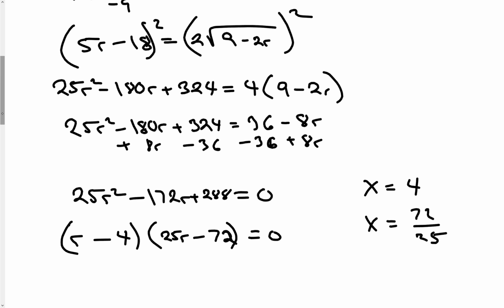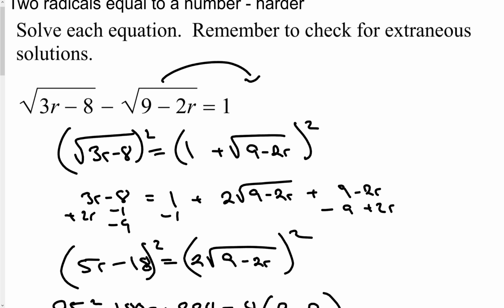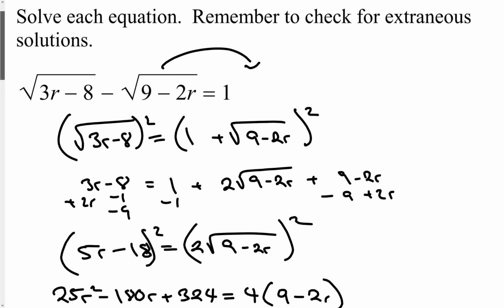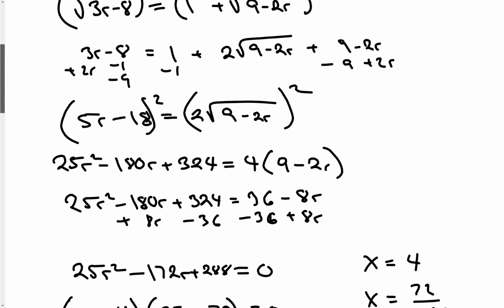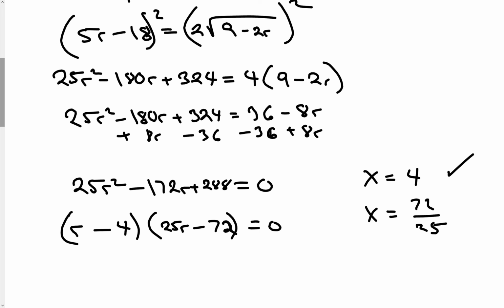So now it's just a matter of plugging both of these numbers back in and seeing if they both actually work. The 4 is easy to plug in. So 3 times 4 is 12 minus 8. Oh, whoops. 12 minus 8 is 4. So that's the square root of 4 minus, what am I plugging in here? I'm plugging in 4. 9 minus 8, 1. So that's 2 minus 1. So that works. So this one is good.